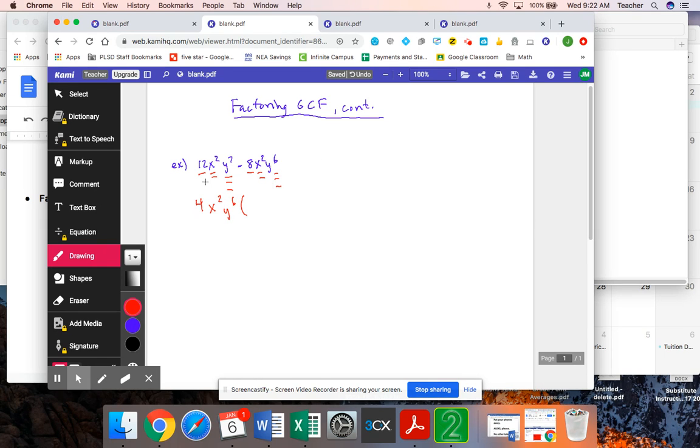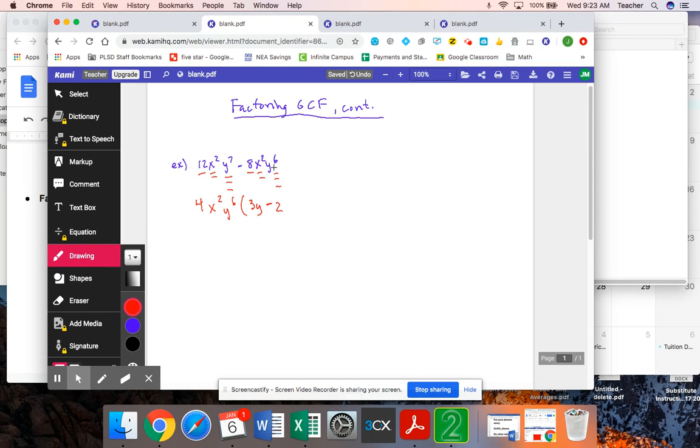Now let me see what's left. 4 times what gives me 12? 3. Well, if I had 2 x's and I pulled out 2 x's, I don't have any left. I had 7 y's. I pulled out 6 of them. I still have 1 left. So that's taking care of this first term after pulling out this common factor. Let me bring down this subtraction. Do the same thing. If I had an 8, I pull out a factor of 4, I still have a factor of 2. Or in other words, 4 times what gives me 8. Now let's look at the x's. I had 2 x's, I pulled out 2 x's, I don't have any more x's.